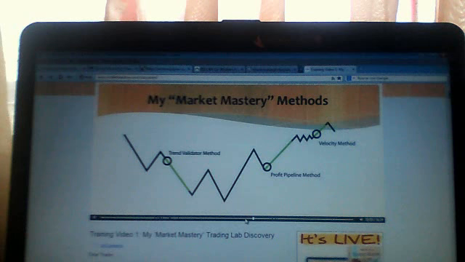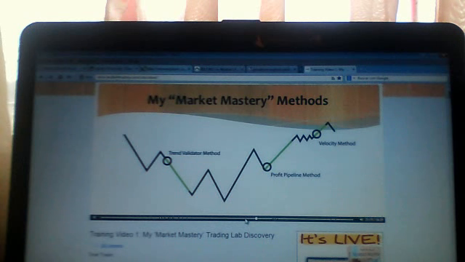And then next is the profit pipeline method. So here we want to take advantage of a market that appears to be emerging into a new trend, but with a lot of uncertainty around it, and what we want to do is take advantage of that and buy into weakness in an emerging uptrend, or sell short into strength in an emerging downtrend, and then ride that new leg as the new trend asserts itself.